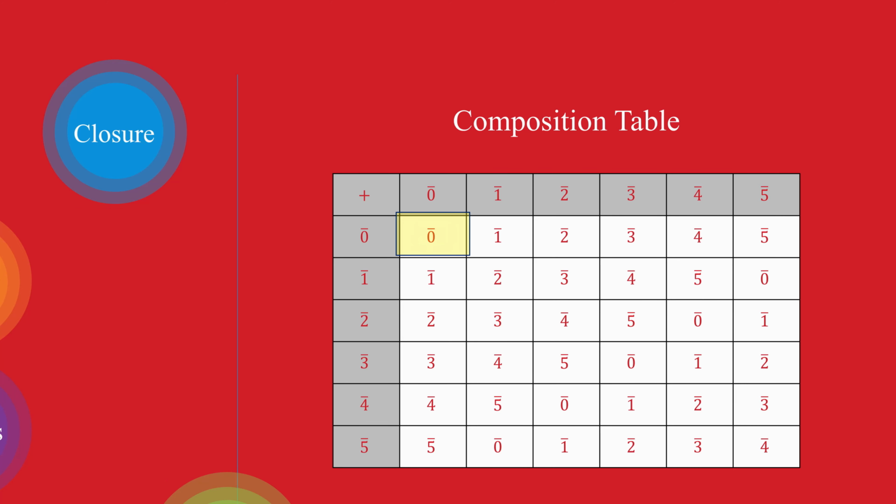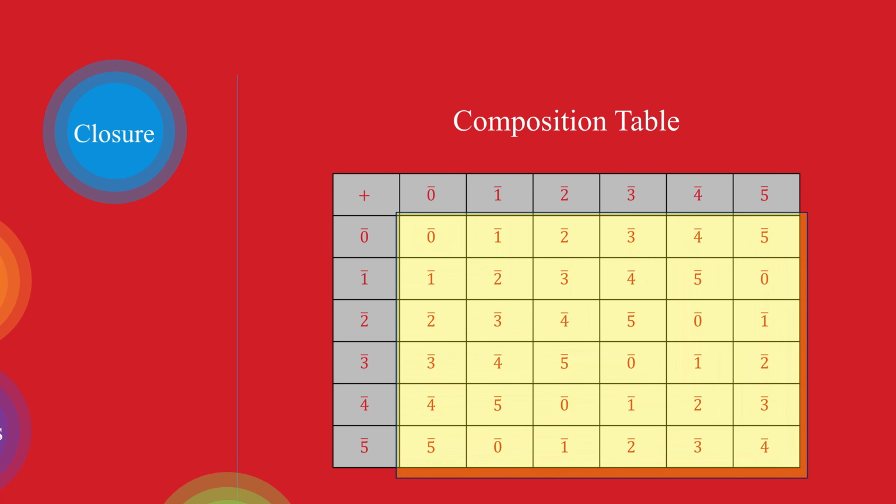Observe the 6 by 6 entries which we have got after performing the addition. All the 6 by 6 entries are the elements of Z6. There is no repetition in any of the rows or in any of the columns, and there is no element from outside Z6. Hence, we can say that plus is closed in Z6.